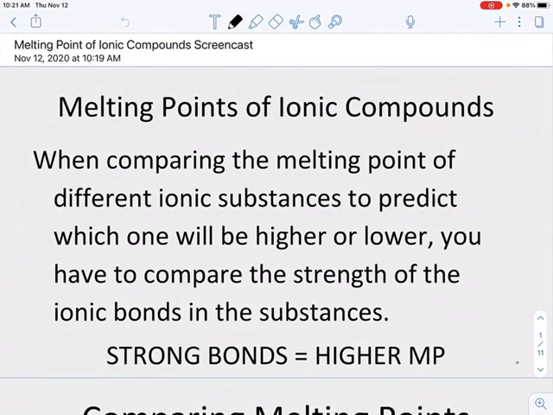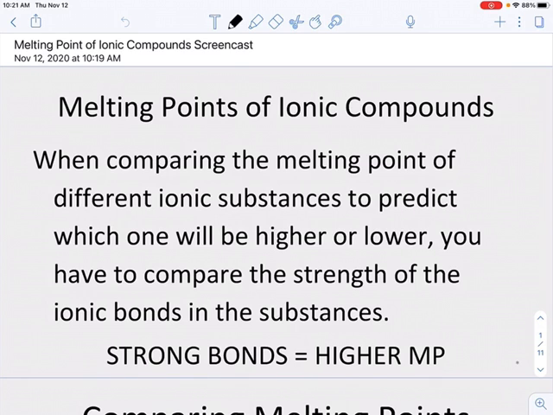Hi everyone. In this screencast, I'm going to be talking about the melting points of ionic compounds because we want to be able to explain why some ionic compounds have higher melting points than others. When we're comparing the melting points of ionic substances and we want to predict which one will have a higher melting point, we want to know something about the strength of the bonds in those substances.